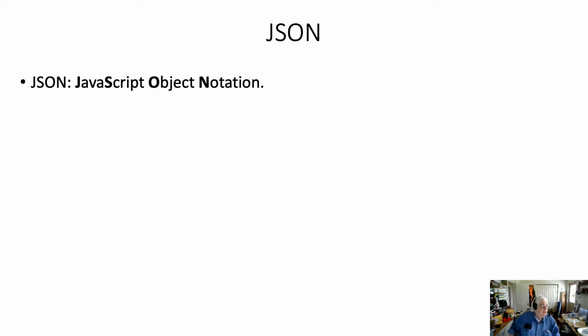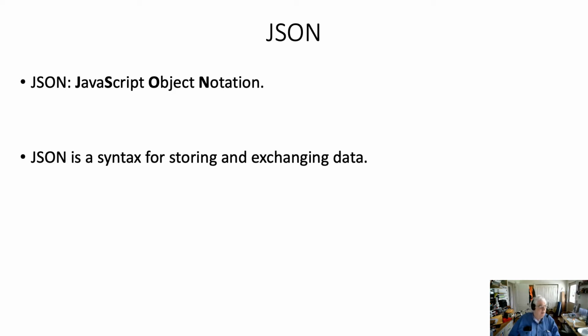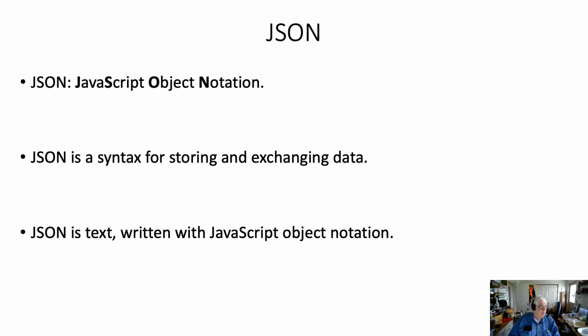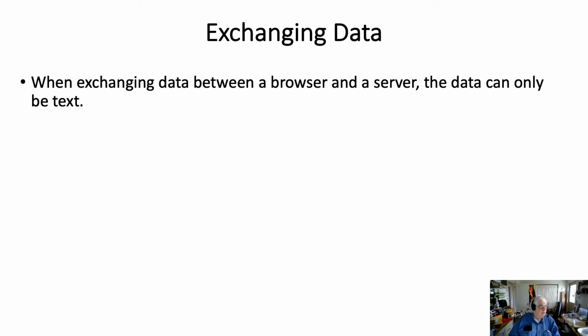JSON, JavaScript Object Notation. JSON is the syntax for storing and exchanging data, and I hope by this time you've come to love JavaScript and the ability to use Ajax, and Ajax really doesn't work very well if you don't have JSON. So JSON is a text written in JavaScript object notation. When exchanging data between a browser and a server, the data can only be text.